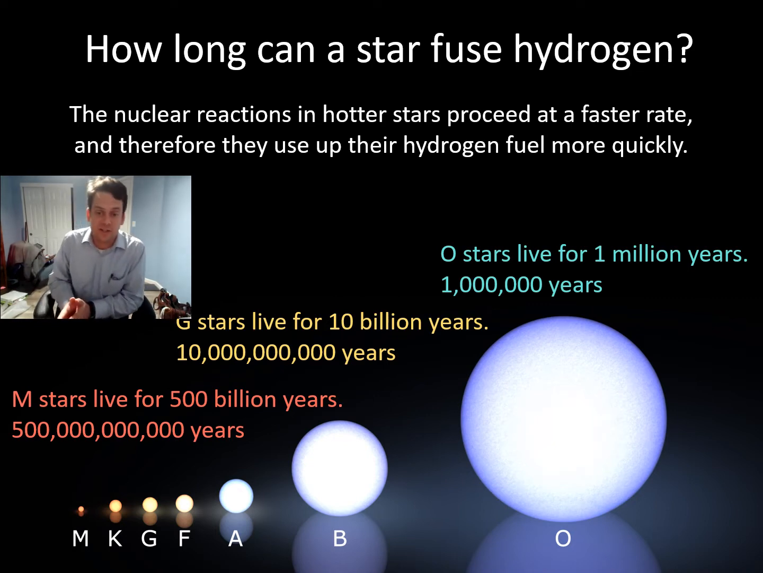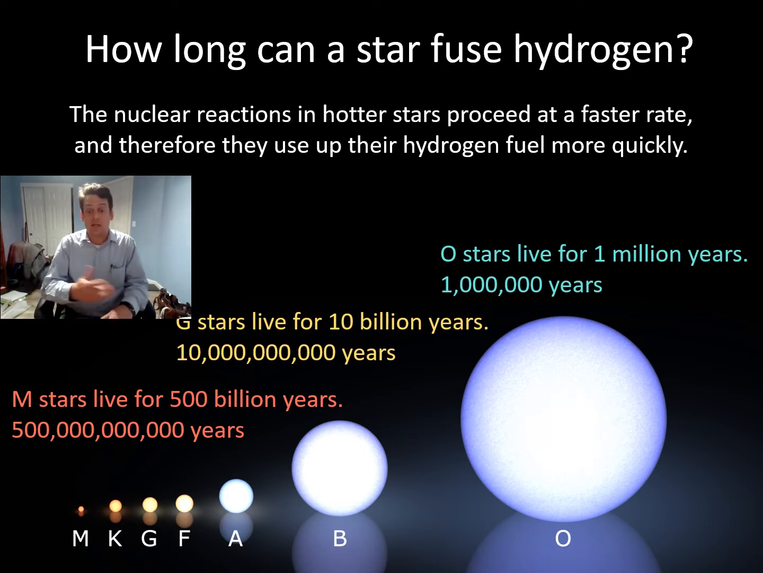O-class stars, on the other hand, which are the hottest stars, live only for 1 million years. So it's just 500,000 times longer for M-class stars than O-class stars. And then the sun is a G-class star that will live for about 10 billion years. So there's a huge variation in terms of lifetimes for these stars, and it all comes down to how quickly these reactions are occurring in the sun.